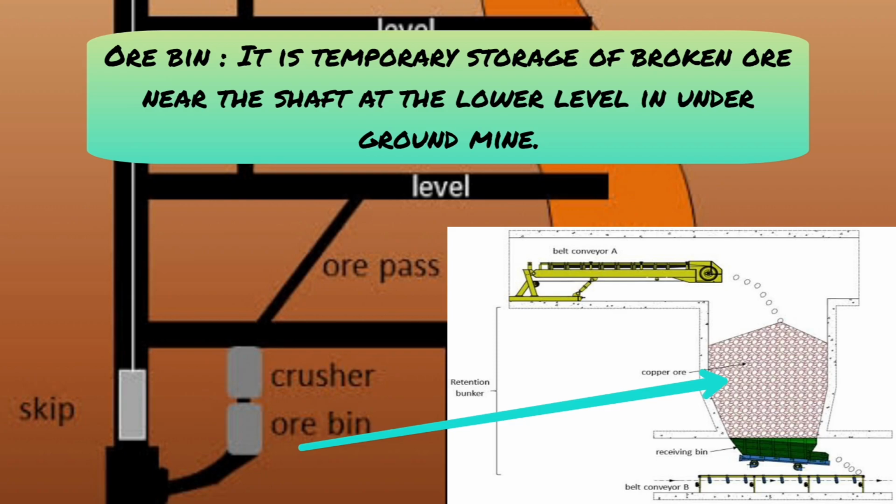Next is the ore bin. It is a temporary storage of broken ore, situated near the shaft at the lower level in an underground mine, and is called an ore bin.